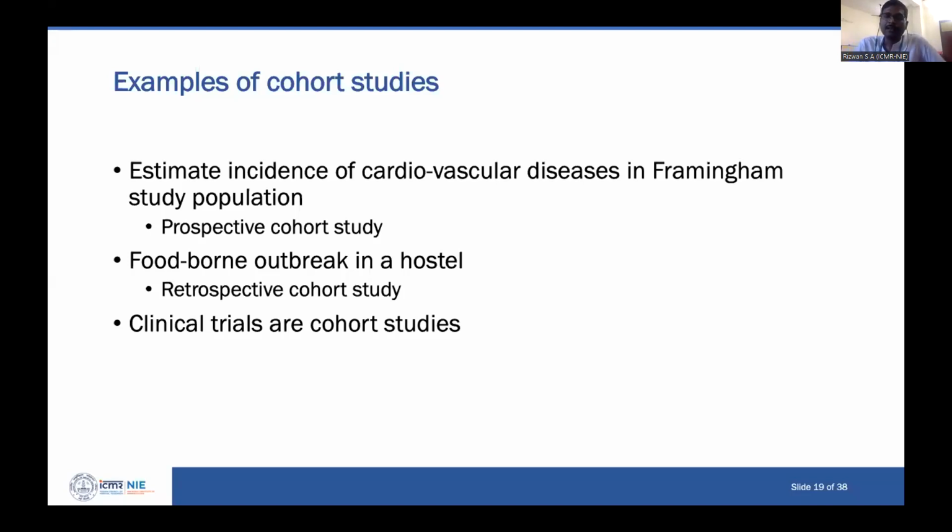All clinical trials are cohort studies because they have the follow-up element, but clinical trials are different from cohort studies because they have an intervention component. That is, the researcher is going to intervene. So in that sense, they are cohort.